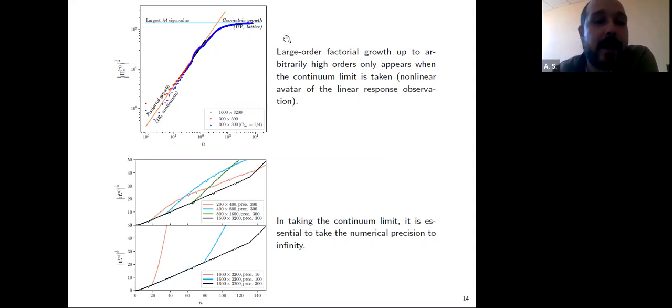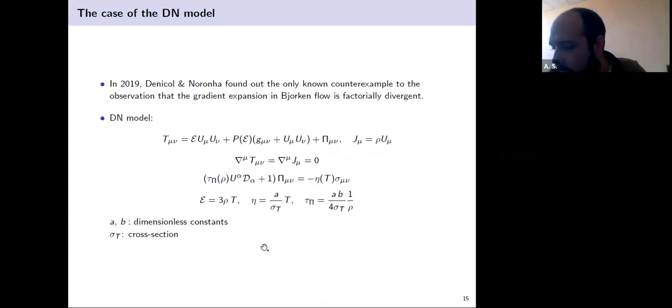I'm bringing this point up because it is a natural nonlinear counterpart of the statement I made before at the level of linear response theory about finite momentum space support. At the fully nonlinear level, if you introduce a momentum space cutoff in the form of a spacetime lattice, you also find that the factorial growth disappears at very large order. The second point I want to make is fundamentally a technical one: in taking this continuum limit, it is essential that you take the numerical precision to infinity. Otherwise, you are not going to be able to take it successfully.